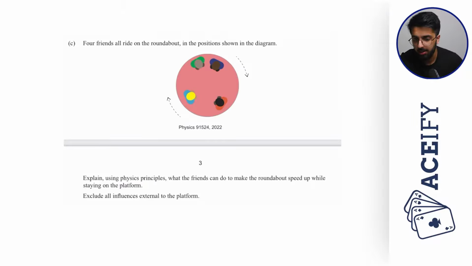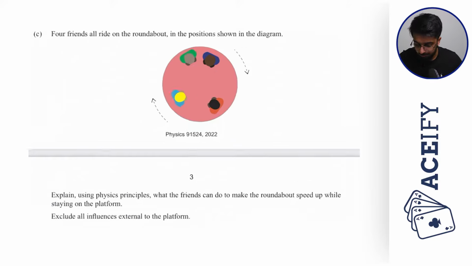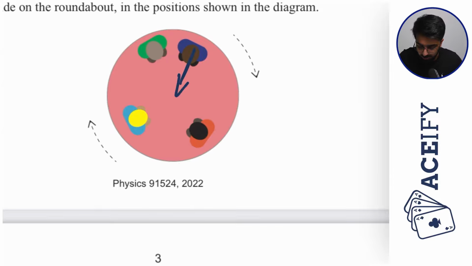Four friends all ride on the roundabout in the position shown in the diagram. Explain using physics principles what the friends can do to make the roundabout speed up while staying on the platform. Exclude all external influences. Okay, so what these people can do is move towards the center of the disc, okay? Or the roundabout, if you will.